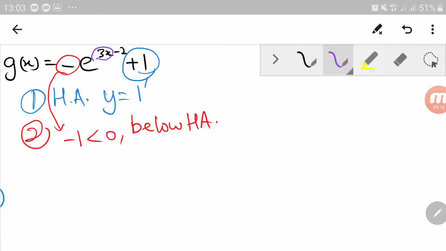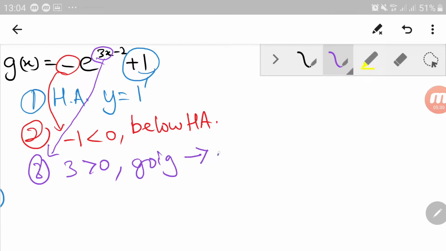Okay, next we look at the coefficient of x. The coefficient is 3. 3 is greater than 0, so the graph is going to the right.